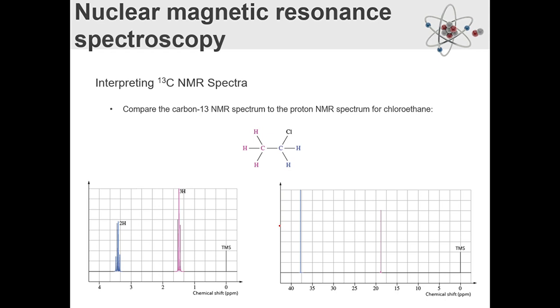Alright, so have a look at the two spectra for chloroethane. Hey, look, triplet, 3 hydrogens, quartet, 2 hydrogens, versus one peak and one peak. Easy.